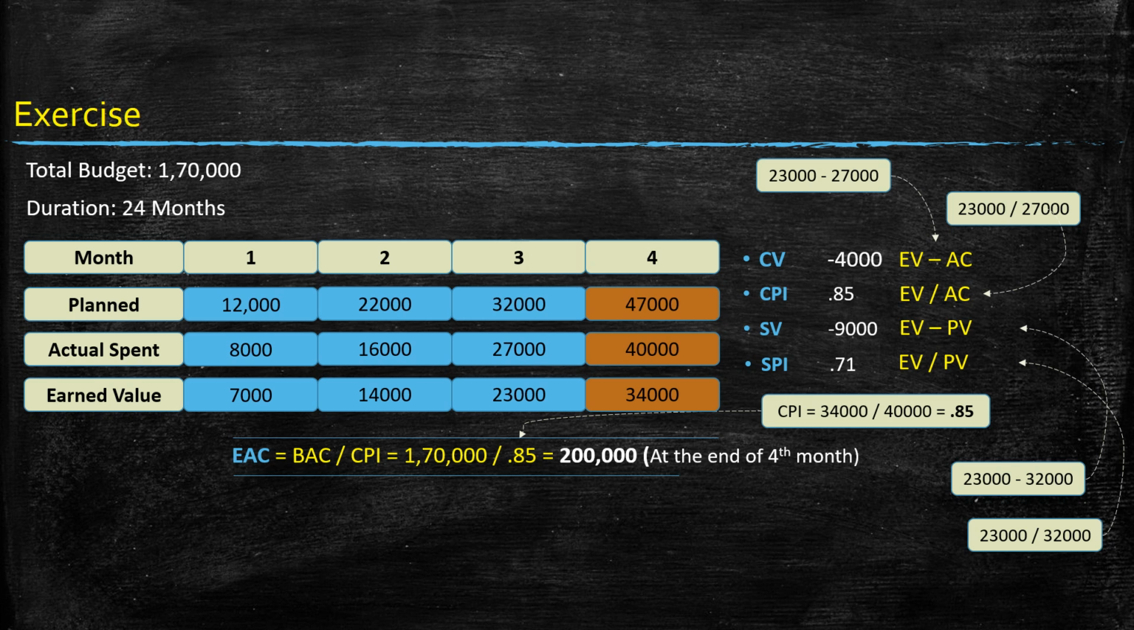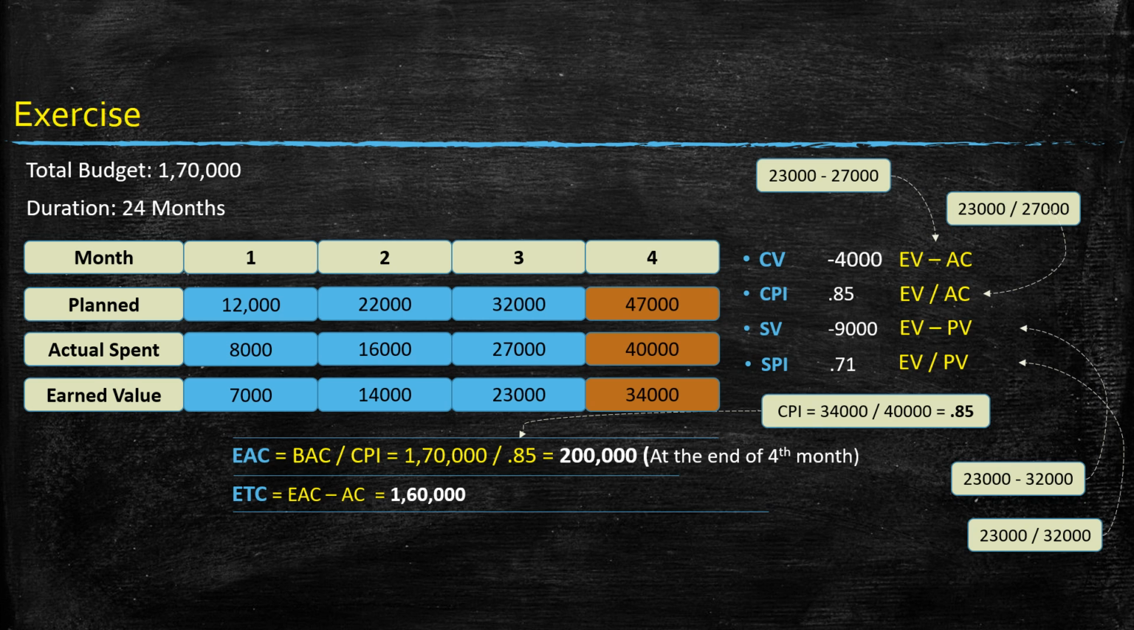Now, here we can also calculate the estimate to complete. This data element we already discussed in the last section, and here we subtract actual cost from the EAC which we have just calculated, and what we get is $159,764. This is the amount of money which is needed from the 5th month onwards.